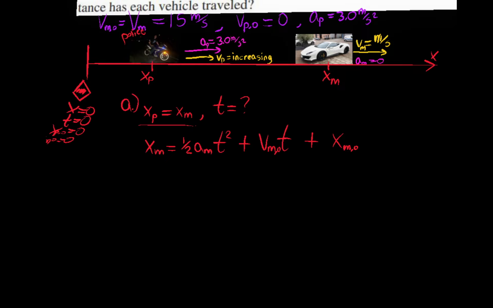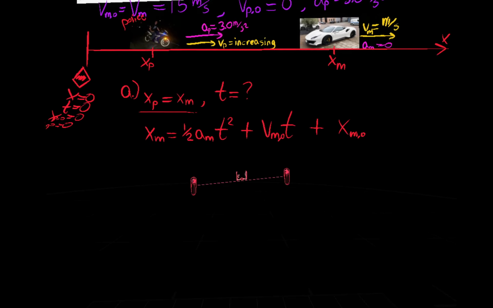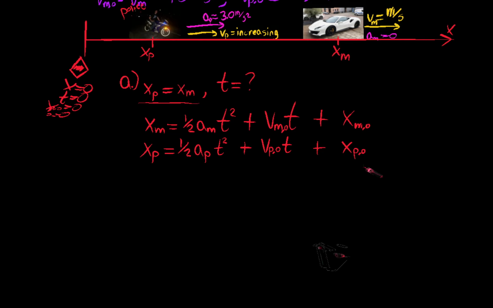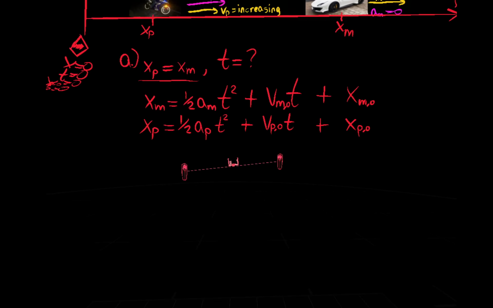There we go. And then separately, we have the position of the policeman is going to be equal to 1/2, same equation, acceleration of the policeman times t squared plus the initial velocity of the policeman, vp naught, times t, plus the initial position of the policeman, xp naught. And we can set these things equal to each other. So let's go ahead and do that.